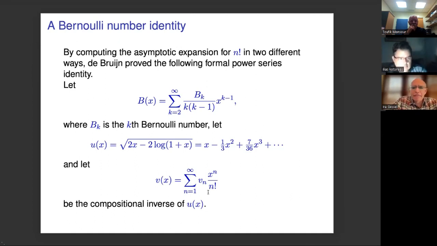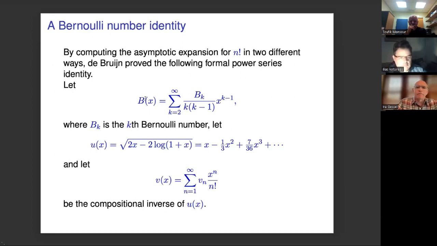But despite spending a fair amount of time on it, I have really gotten nowhere on it. So it's a really weird looking identity, but when you look at the proof using asymptotics, it makes a little bit more sense. So I'll define b of x now.